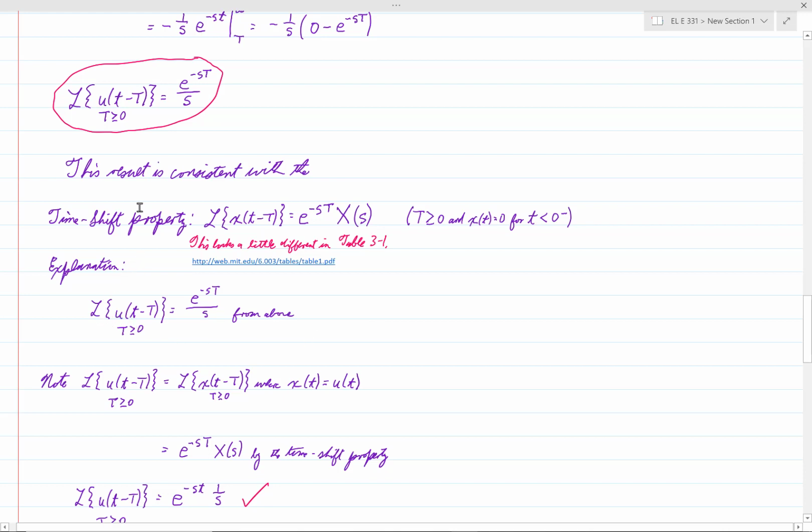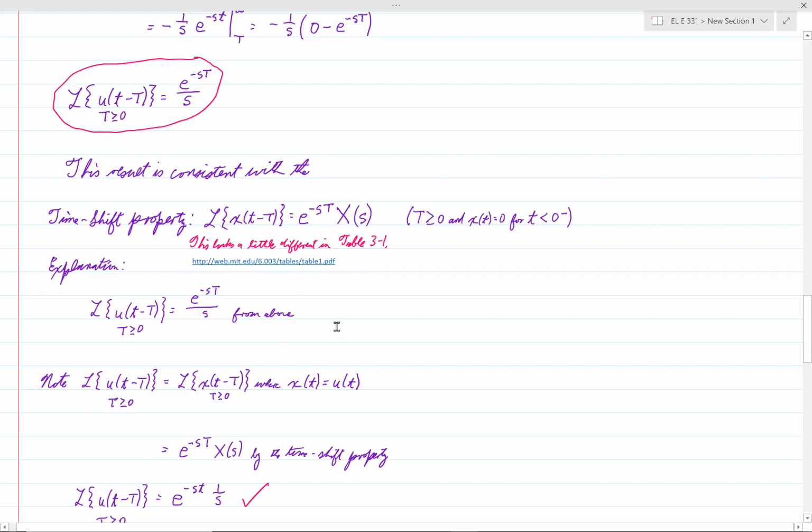Remember that what we're doing now is we came up with this Laplace transform pair by direct integration of the Laplace transform formula, the definition. But now I'm going to show you how we could come up with that same result using this time shift property. So the way it would go is this. The Laplace transform of u of t minus capital T, where again capital T is greater than or equal to 0, is equal to e to the minus sT over s from above. Okay, that was the result we came up with here.